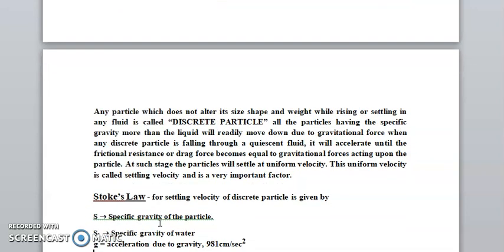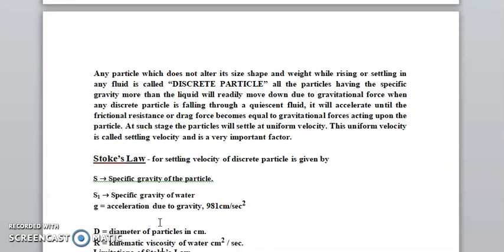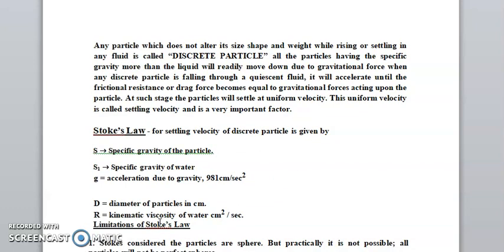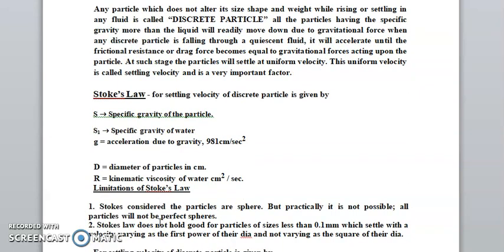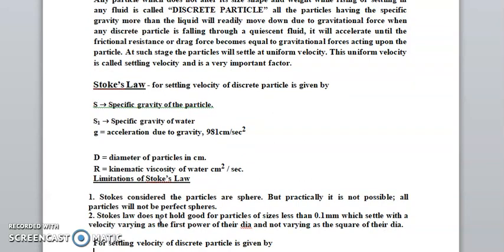Stokes' law. Following is the settling velocity of a discrete particle, where S is the specific gravity of the particle, S1 is the specific gravity of the water, g is the acceleration due to gravity, 981 centimeters per second squared, d is the diameter of the particle, and ν is the kinematic viscosity of the water, in centimeters squared per second.